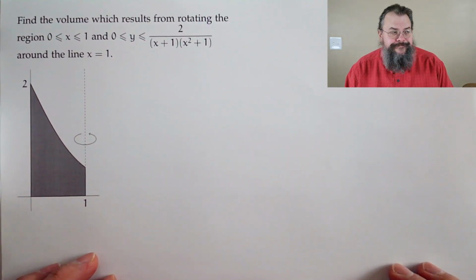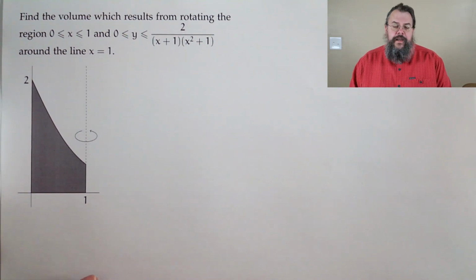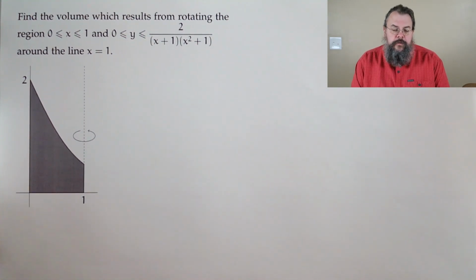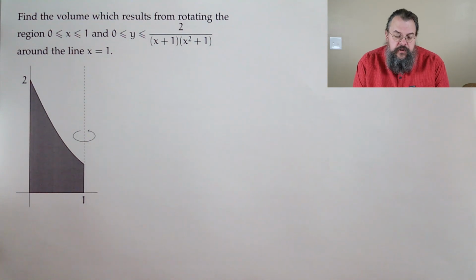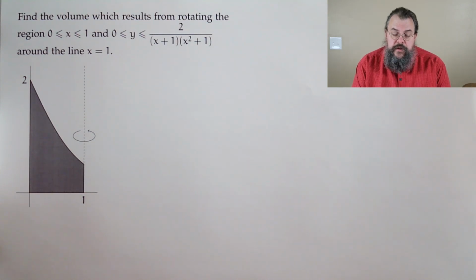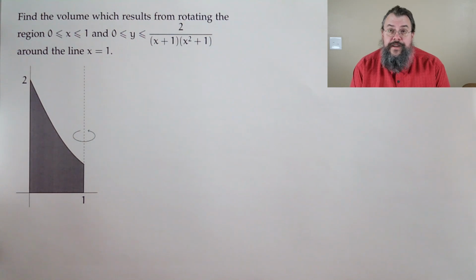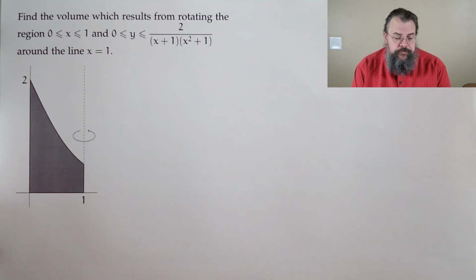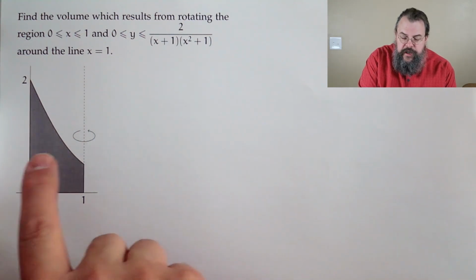Our next problem. Find the volume which results from rotating the region 0 less than or equal to x less than or equal to 1 and 0 less than or equal to y less than or equal to 2 over x plus 1 times x squared plus 1 around the line x equals 1. So they gave us a picture here.